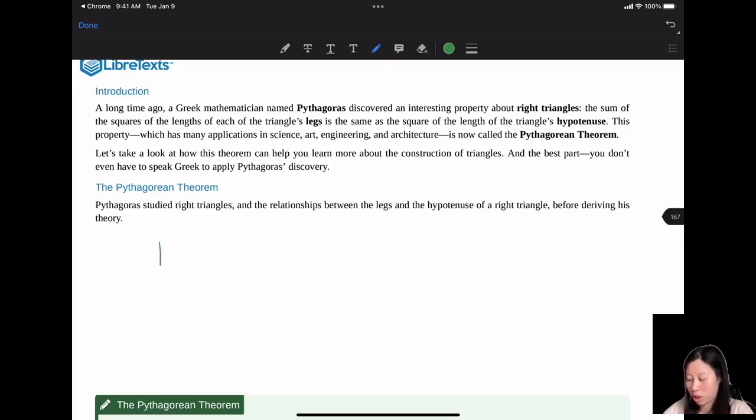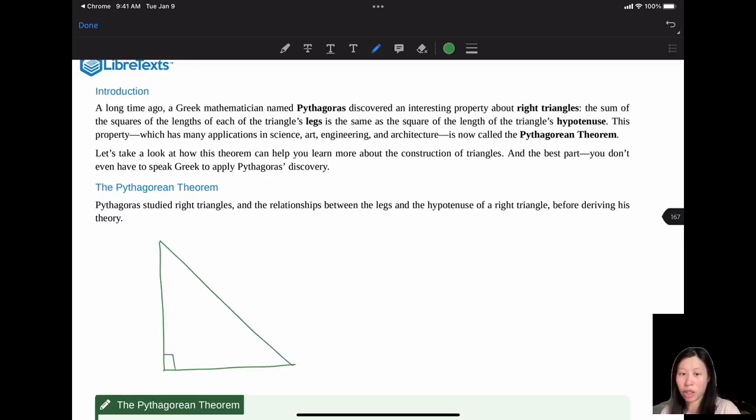So first of all, you need to know some notations or the names. In the right triangle, the two sides adjacent to the right angle, we call them legs. So these two are called legs. The one that is opposite to the right angle, we call it hypotenuse.